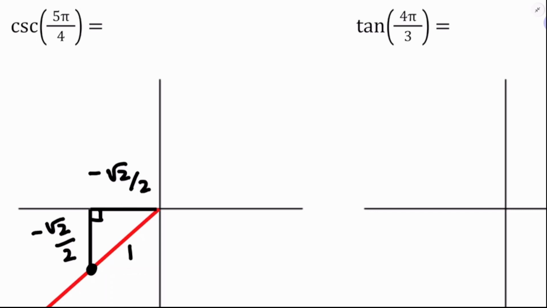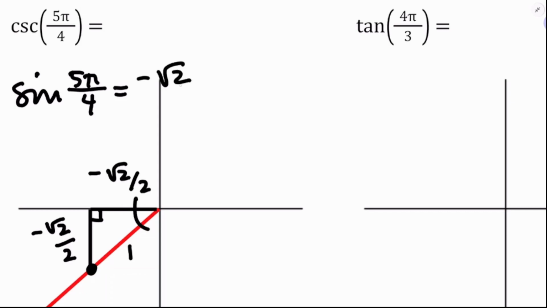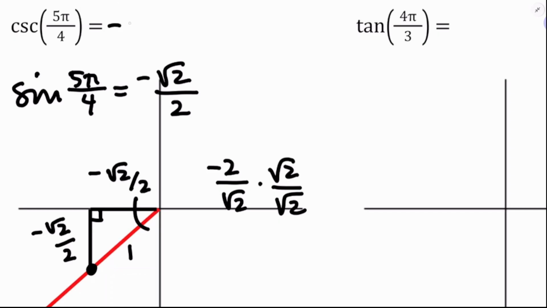Then cosecant is 1 over sine. So I'll start with sine of 5 pi over 4. Okay, opposite over hypotenuse is negative root 2 over 2. Okay, so cosecant would be, I would flip that and I'd have negative 2 over root 2.